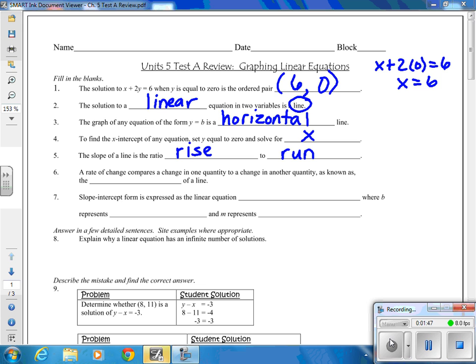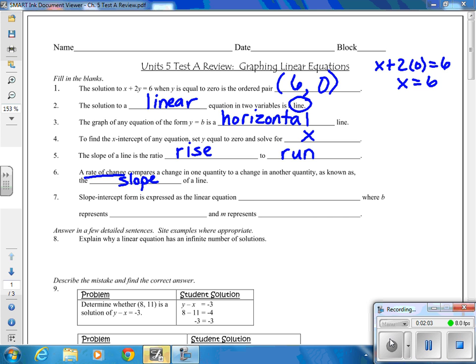For number 5, the slope of a line is the ratio rise to run, okay, or rise over run too. For number 6, a rate of change compares a change in one quantity to a change in another quantity, also known as the blank of a line. Rate of change is a synonym for the word slope. So when you are finding rate of change, you are also finding the slope.